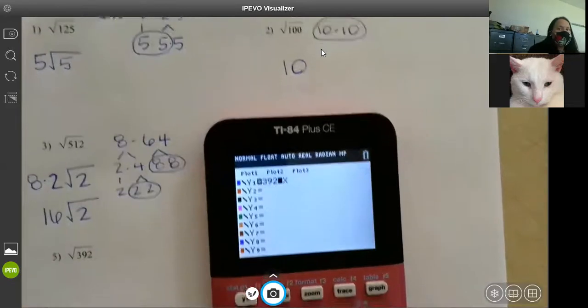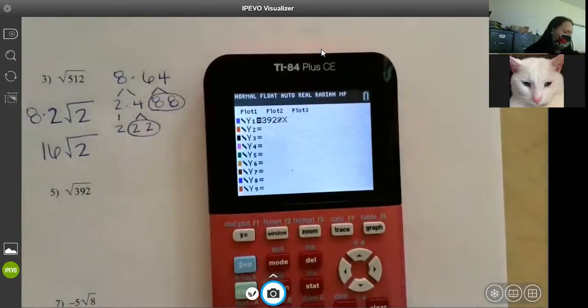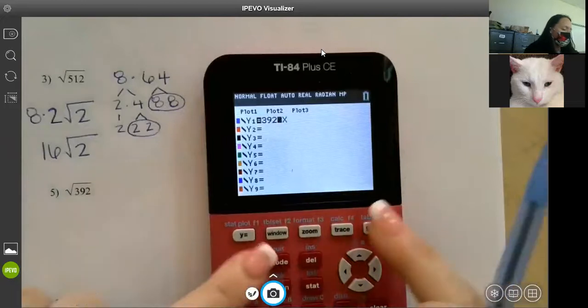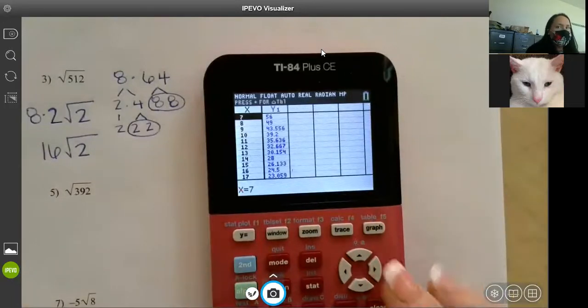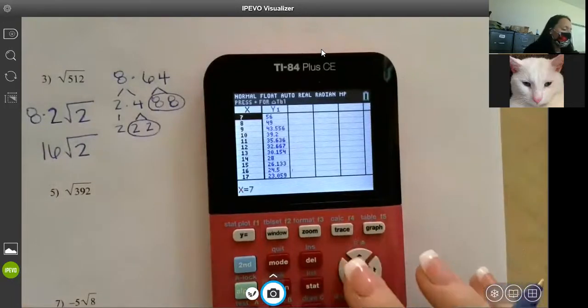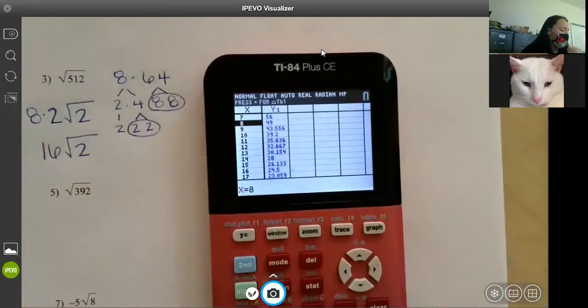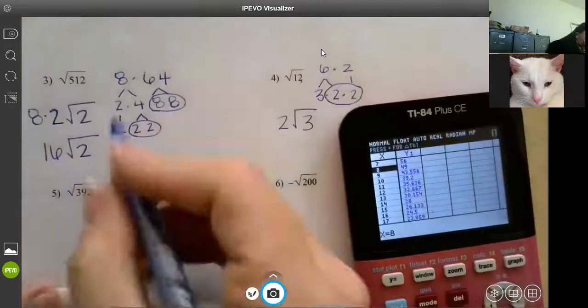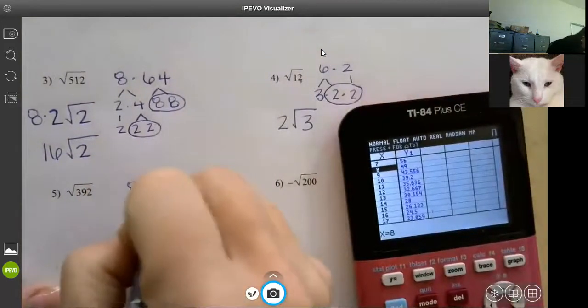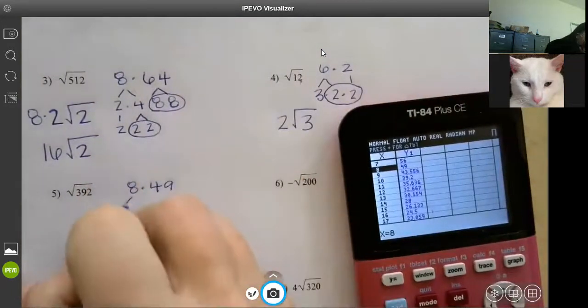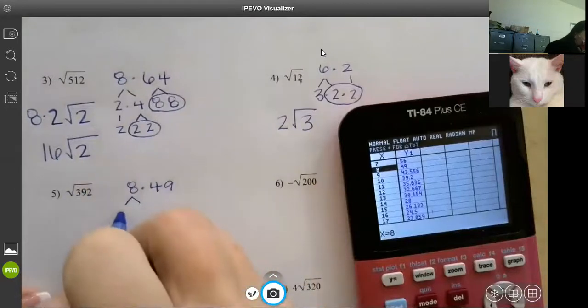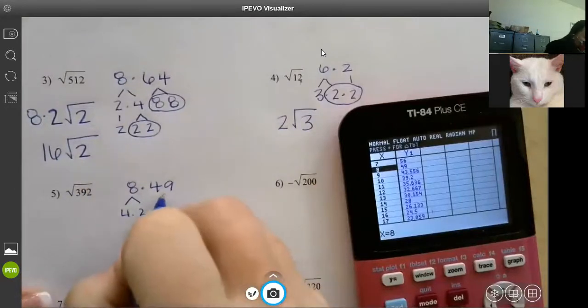The next one is 392, and I don't know my factors of 392. So if I put it into y equals like this and look at my table, I can do 7 and 56, 8 and 49. You probably know more. 8 and 49. Okay. So I'm going to use 8 and 49. 8 breaks into what? 4 and 2. 49 breaks into what?